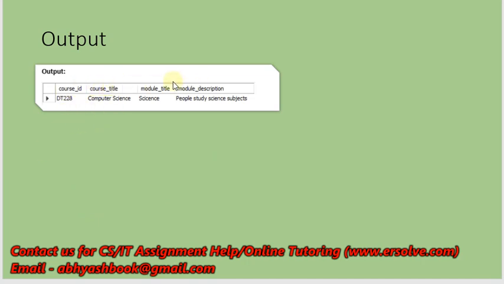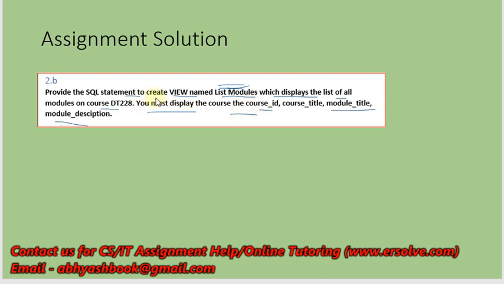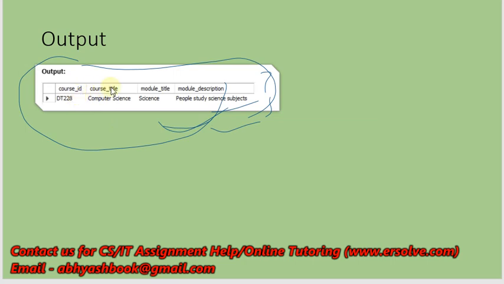course id, course title, module title and module description, that we have to determine in this question. So this is the required output which we need to create for this particular question. Here we need to create a view, and the records of this view table should be course id, course title, module title and module description, that we can see in this output screen. We are going to create a view for this particular requirement.